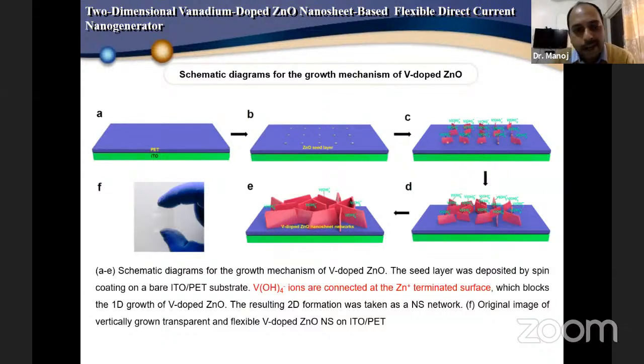We proposed a mechanism. Since zinc oxide is a polar molecule, after vanadium doping many VOH ions have formed and they connected to the positive polar surfaces of the zinc oxide, and then because of the shielding effect, one dimension got converted into the two-dimensional morphology.